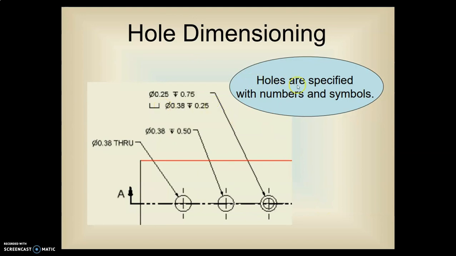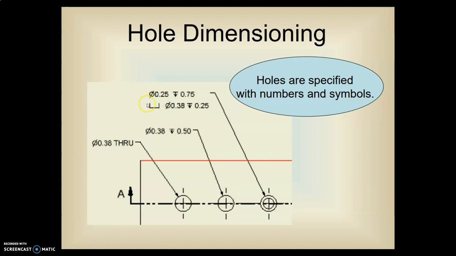Hole dimensions. Holes are specified using numbers and symbols. Right here, this is a through hole, a hole drilled completely through. The diameter is 0.38. Now they're showing the leading zero here. We don't show leading zeros either. So that's a through hole. This one is a blind hole. It's 0.38 diameter and its depth is 0.5.